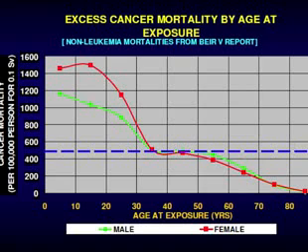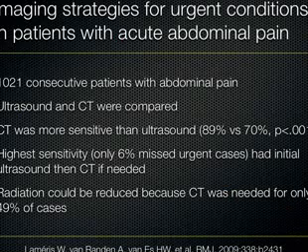I try to really curtail my use of CT scans in younger patients whenever I can. One particular strategy was suggested by Lamaris in 2009, who said, well, what if we used ultrasound first and then CT scans? This was 1,021 patients for the diagnosis of urgent conditions.